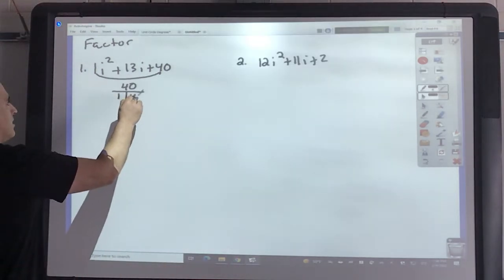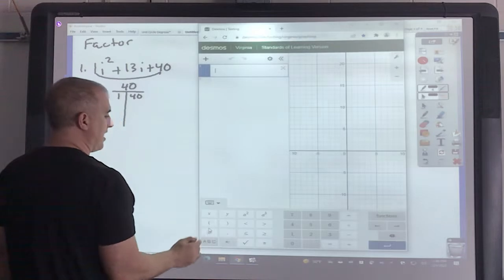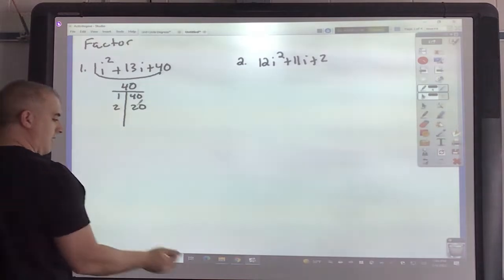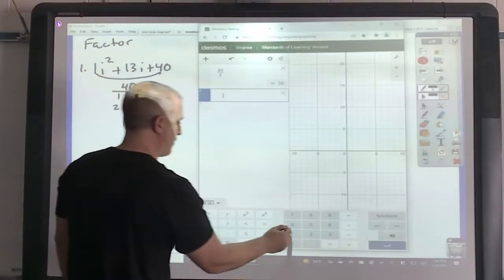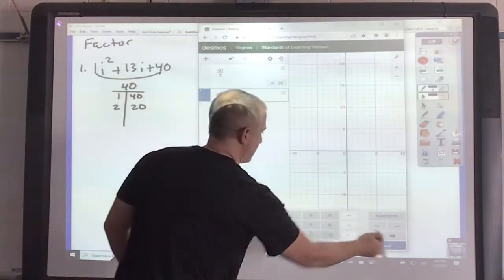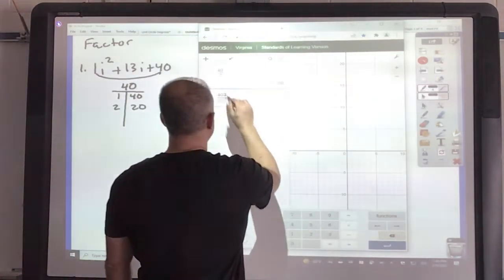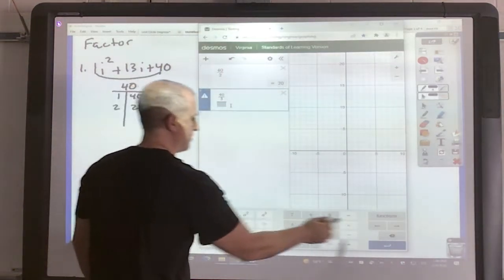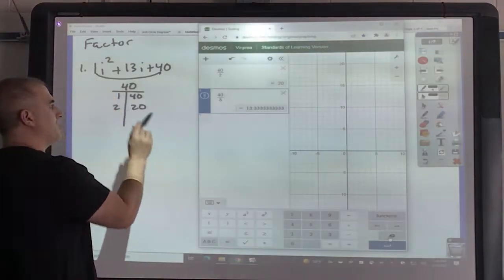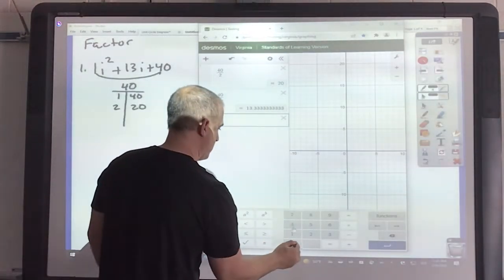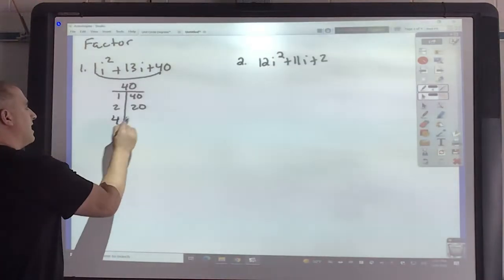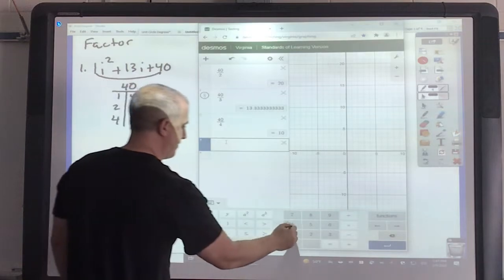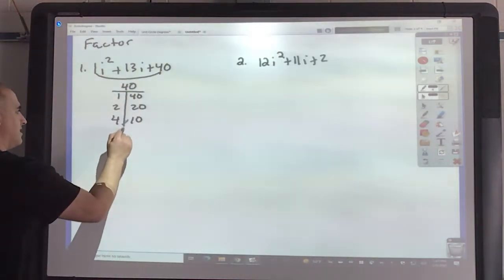Well, obviously 1 and 40. If you need to figure this out, you go 40 divided by 2, so 2 and 20. When you go to divide by 3, 40 divided by 3 is going to be a decimal, so I don't put that. 40 divided by 4 is 10, so 4 and 10. And then 40 divided by 5 is 5 and 8.